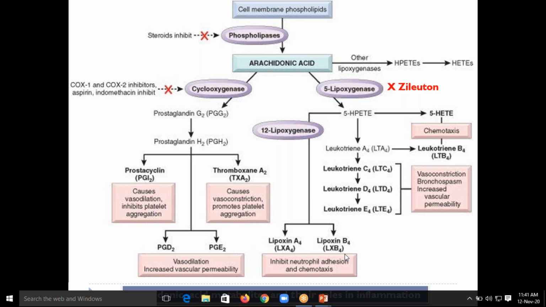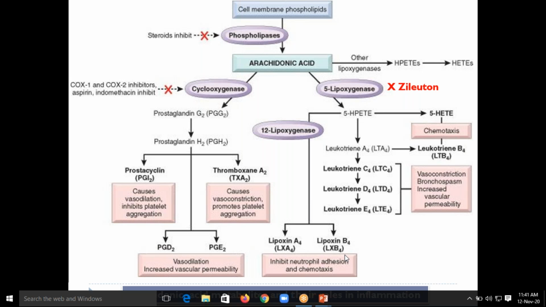Okay, so the different metabolites which are derived from arachidonic acid metabolism will have different functions in inflammation. So we have to remember from which enzyme and by what pathway each metabolite is derived, and what its function is. There is no other option we have. You have to remember these things.